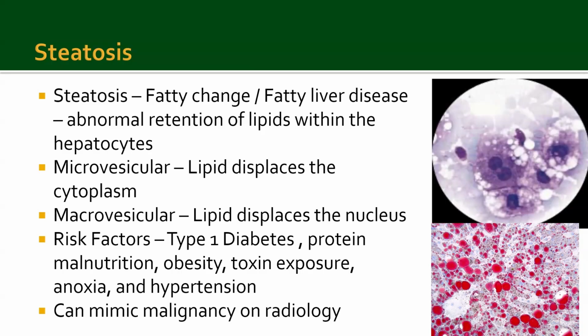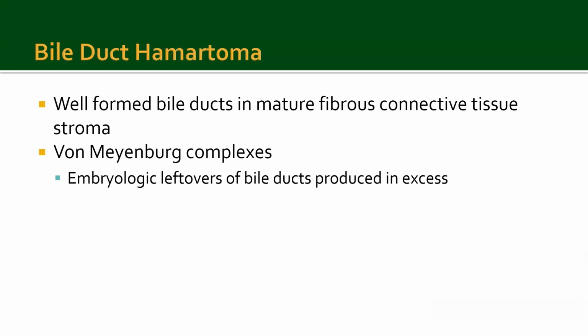The bottom image on the right side for the visual listeners is an Oil Red O stain. This can be used to help identify the actual lipids, and this can be used on H&E. Some other lipid stains that can also be used in the lab include Sudan black and osmic acid, which are all used to highlight lipid.